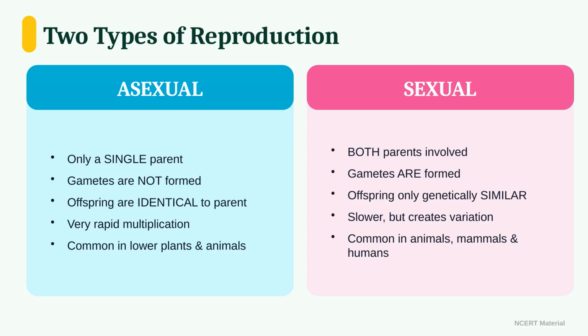There are two types of reproduction. In asexual reproduction, only a single parent is involved. No gametes are formed, and the offspring is identical to the parent. It's extremely useful for rapid multiplication, and it's common in lower plants and animals. In sexual reproduction, both parents are involved, gametes are formed, and the offspring is only genetically similar to the parents, not identical. It's slower, but it creates variation, and it's the common mode in animals, mammals, and humans.